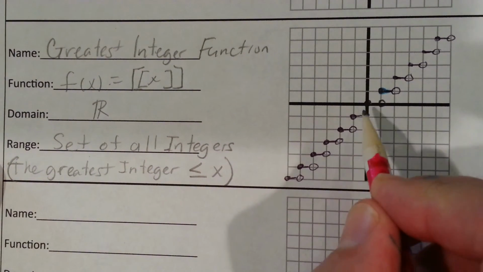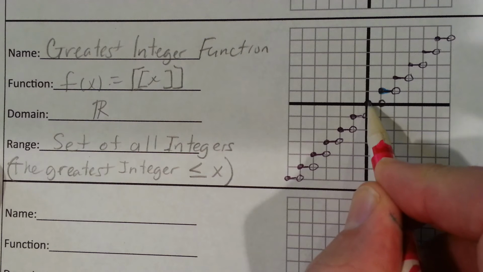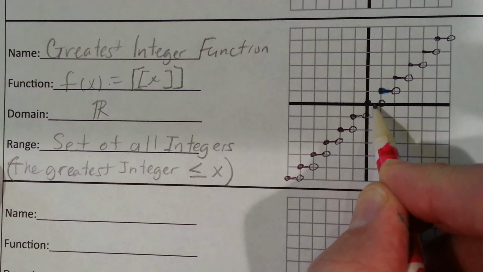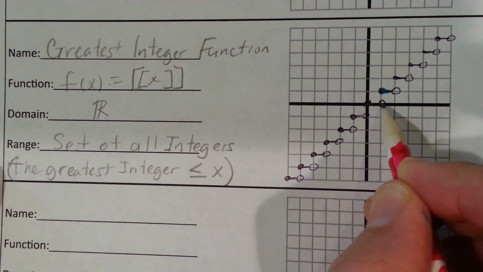So for the greatest integer, I plug in all these values of x: 0.1, 0.2, 0.3. What's the greatest integer less than or equal to x? Well, 0.7 is not an integer, so I'd have to go less than that. 0.7 would be 0. That's the greatest integer. Notice this is an open circle. So then I go up to 1.